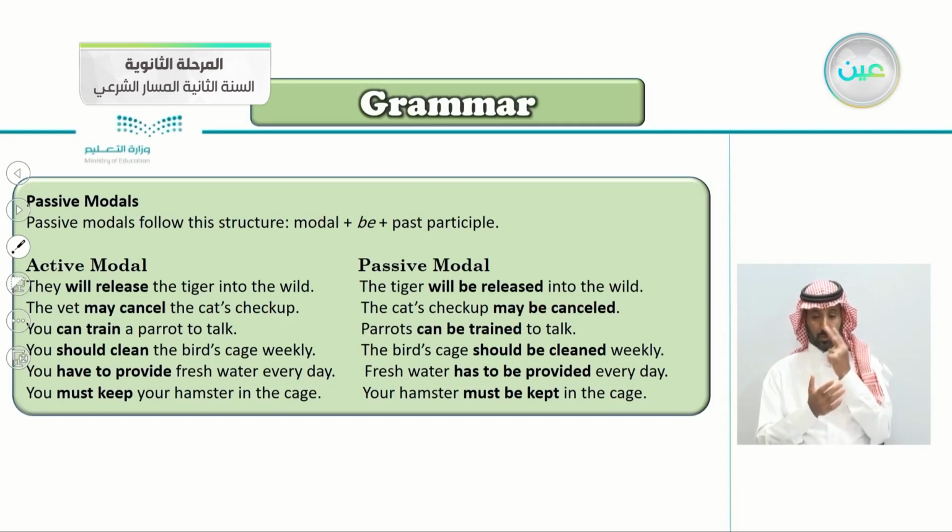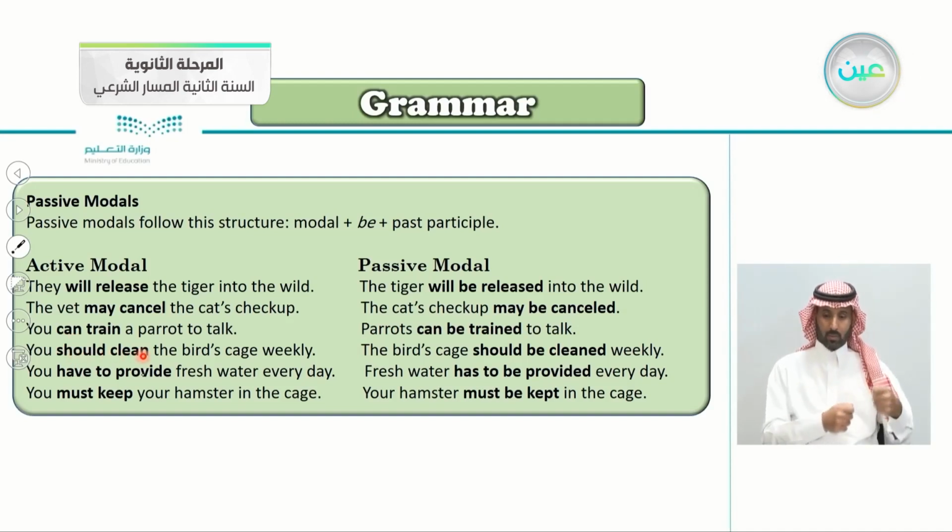You can train a parrot to talk. So parrots can be trained to talk. Excellent. You should clean the bird's cage weekly. Notice here in the active modal, it's just two words, should and clean. But in the passive modal, we have three. Should be cleaned. Again, you should clean the bird's cage weekly. So we say the bird's cage should be cleaned weekly.